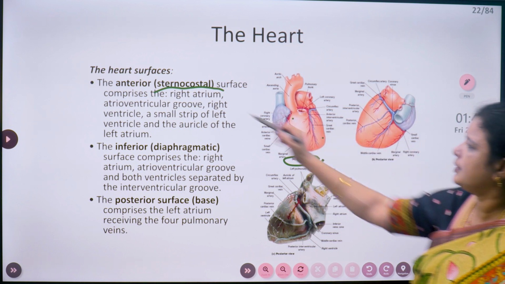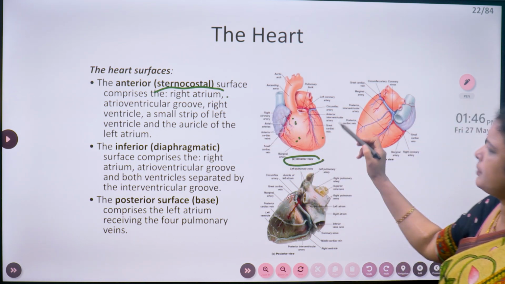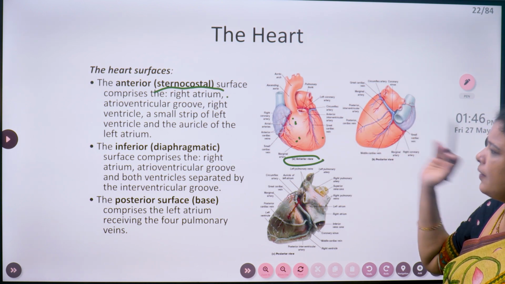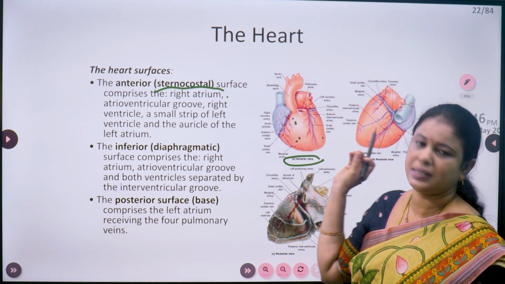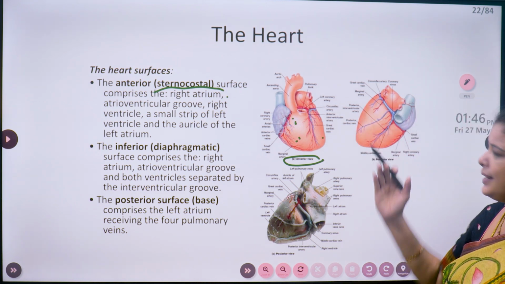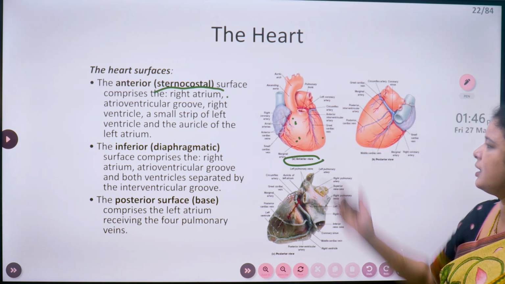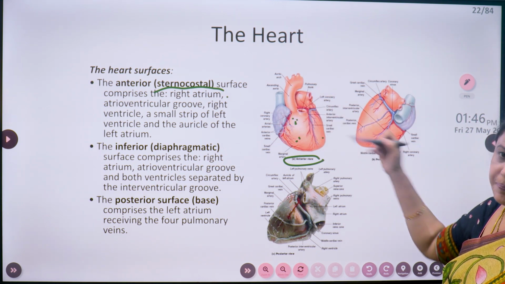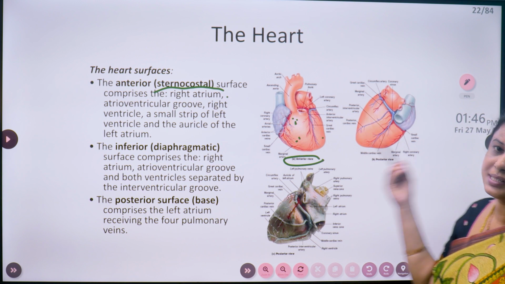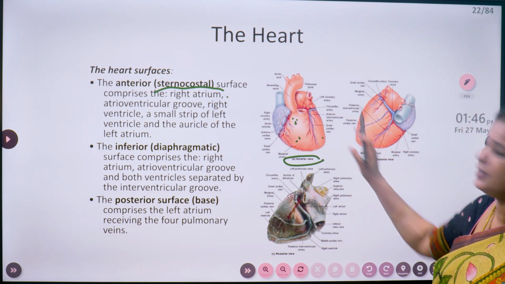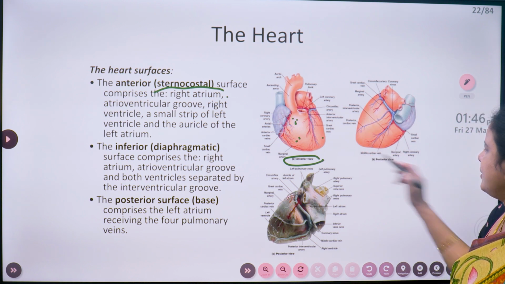So the right atrium, atrioventricular groove, and a small strip of the left ventricle and the auricle of the left atrium. In anterior view, the structures we may see are the right atrium, right ventricle, a small strip of left ventricle and the auricle of the left atrium.